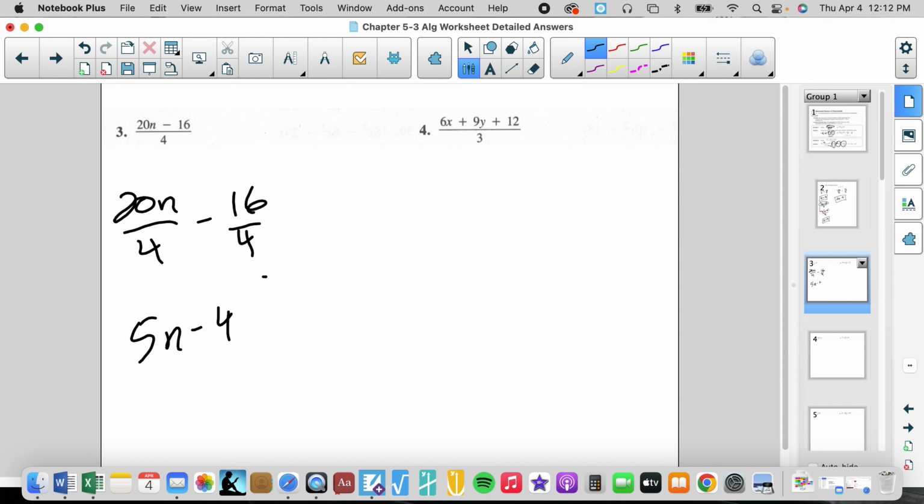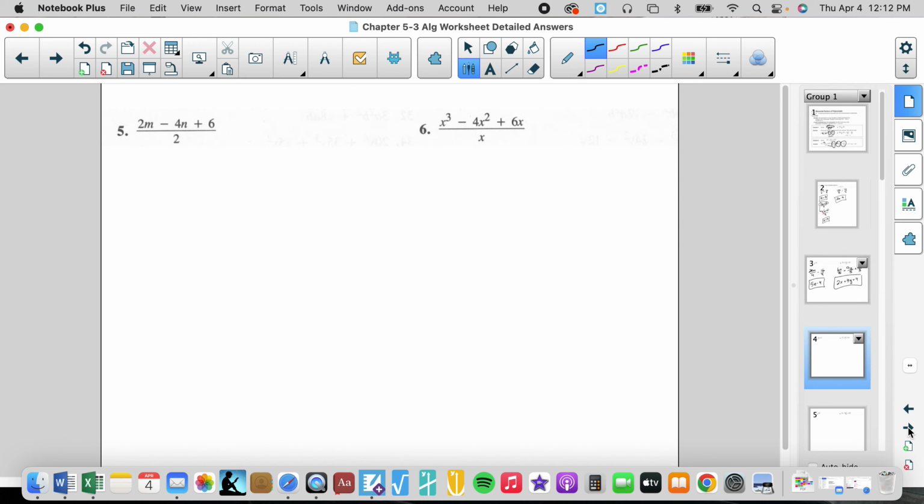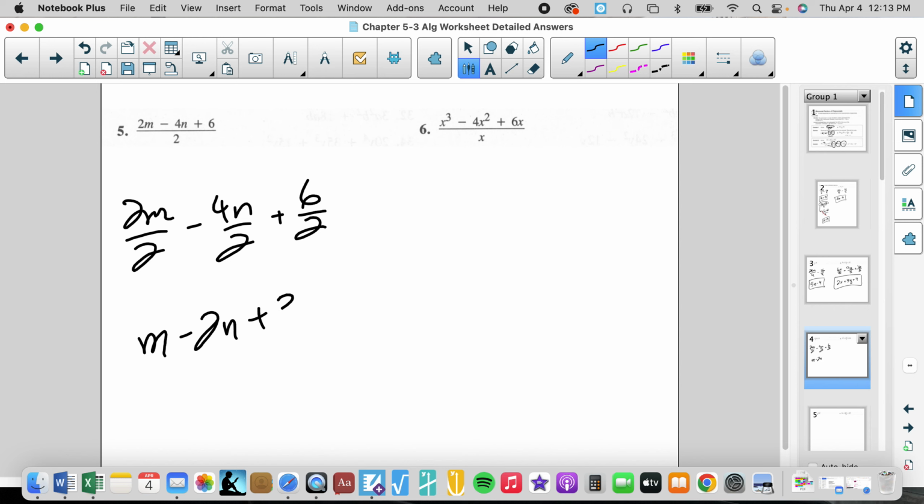5n minus 4. 6x over 3 plus 9y over 3 plus 12 over 3. 2x plus 3y plus 4. Nice and simple, really good practice, 2m over 2, and it's nice practice in breaking it up and also simplifying. So seeing what these produce in the sense of simplifying.